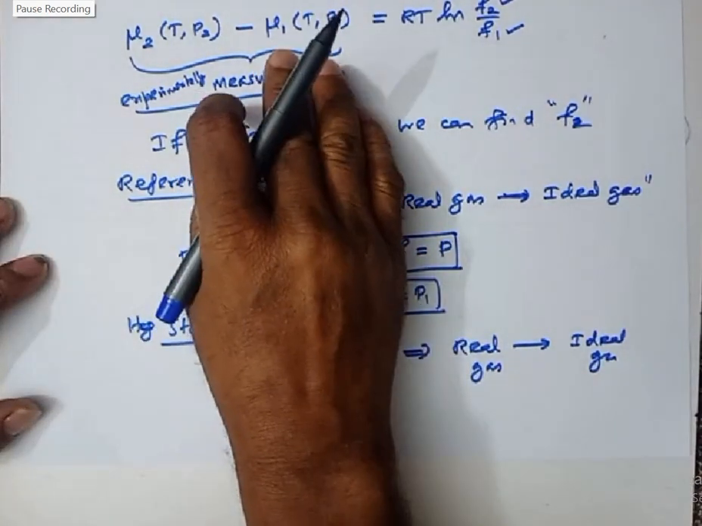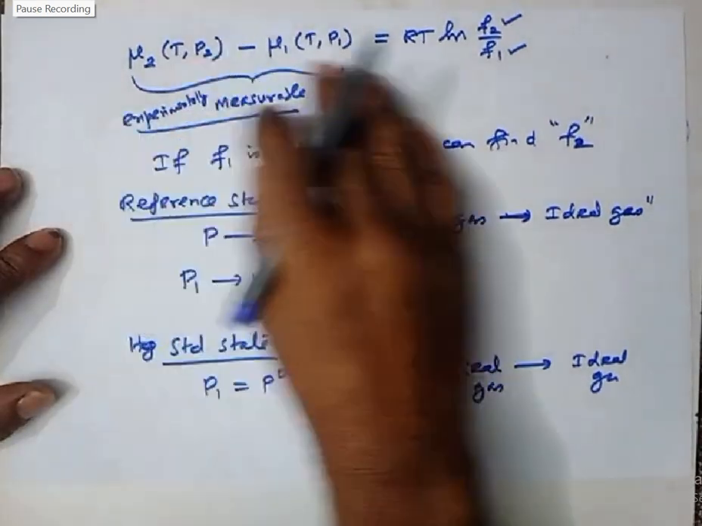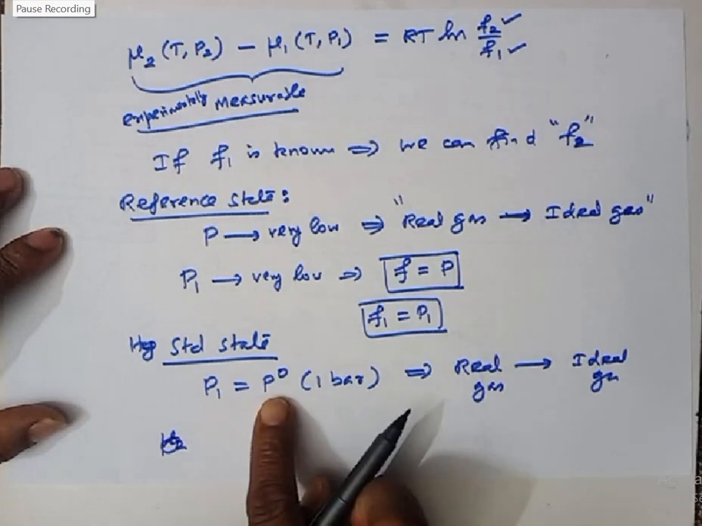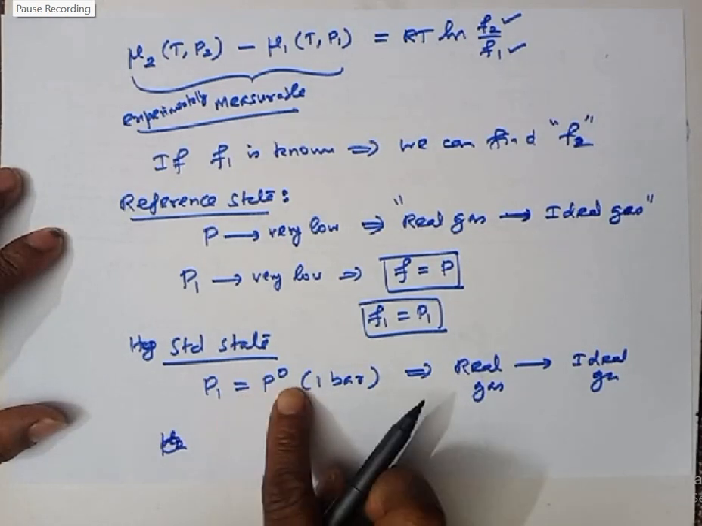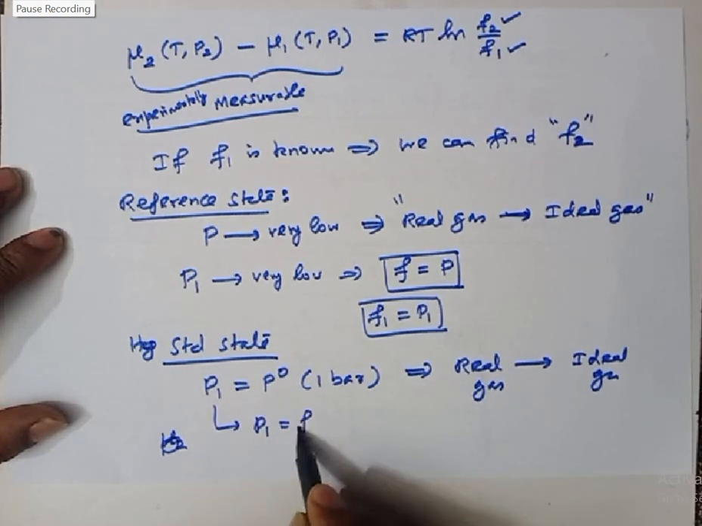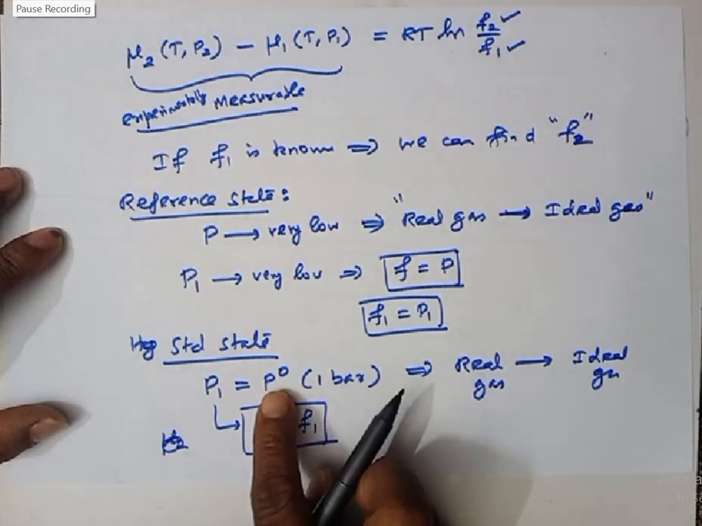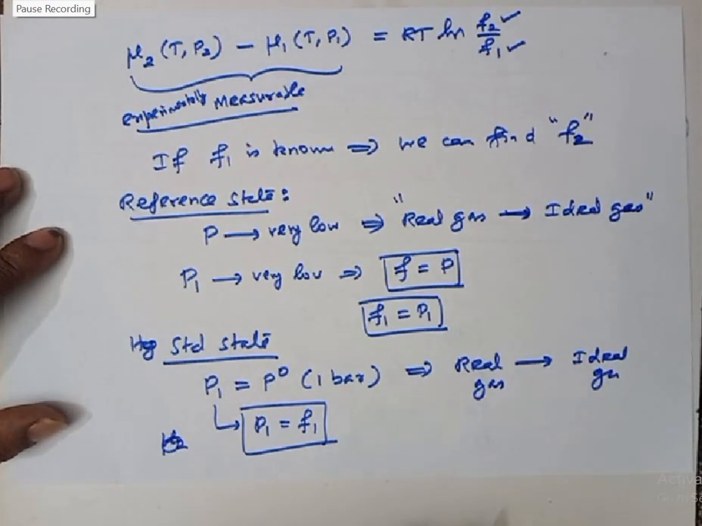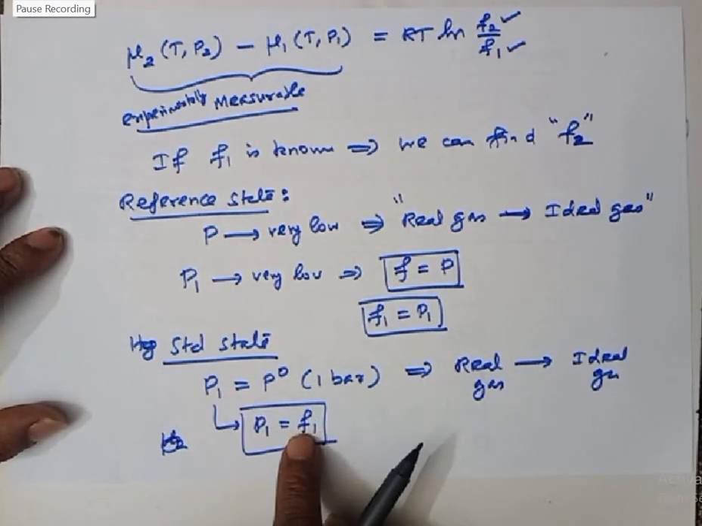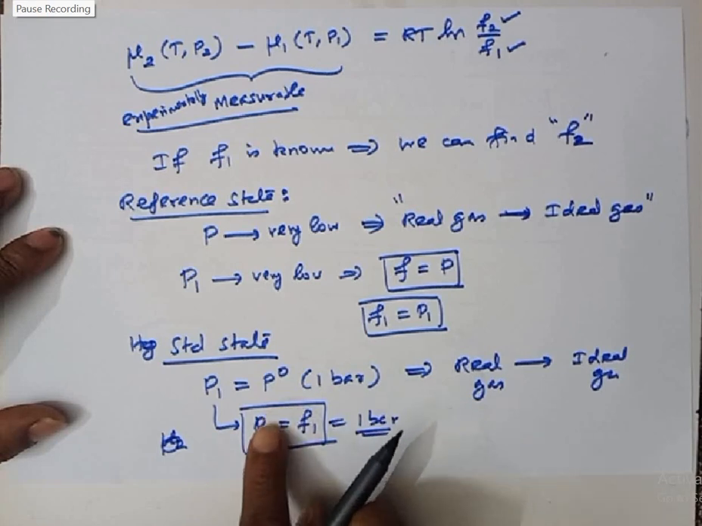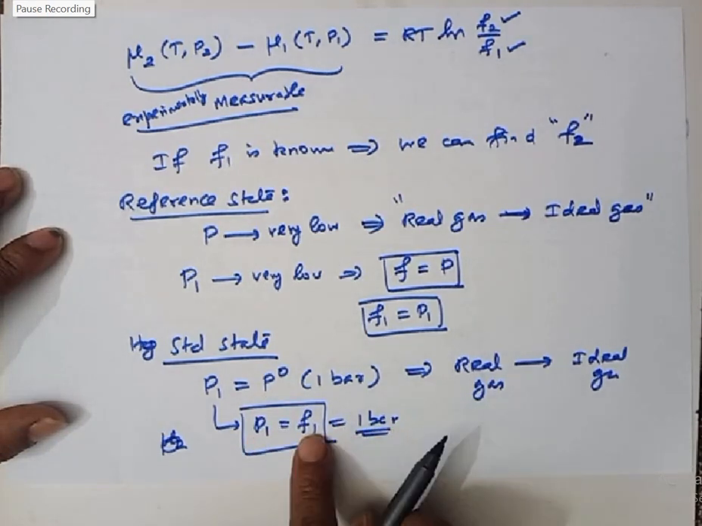Therefore, in this equation, observe carefully, for mu2, I am going to put P1 equal to P0. When P1 equals P0, then P1 becomes equal to F1. At 1 bar pressure, most real gases behave like ideal gas. But P1 is nothing but F1, so in the place of F1, I can put P1. And now P1 is equal to 1 bar, because P1 is nothing but P0. So in place of P1 or F1, we can put 1 bar.